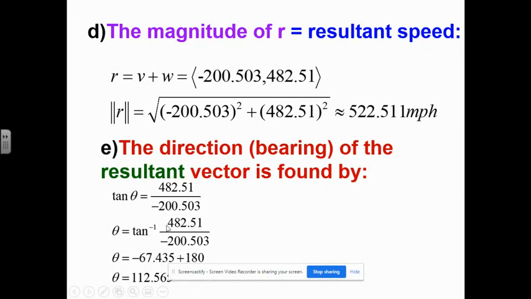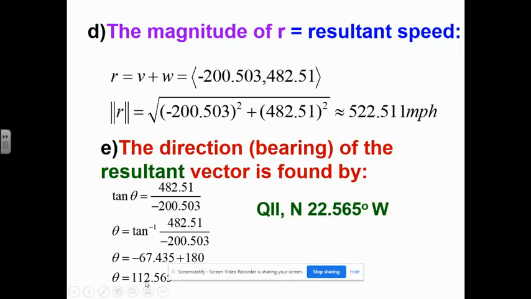So remember that when you do an inverse tangent, it's going to give you either a first quadrant result or a fourth quadrant result, and you're going to have to add either 180 or 360 to change it to a positive direction angle in the correct quadrant. So when we do our inverse tangent, we get a negative angle in the fourth quadrant, but this resultant vector is in the second quadrant, so we add 180 to get the correct direction angle.